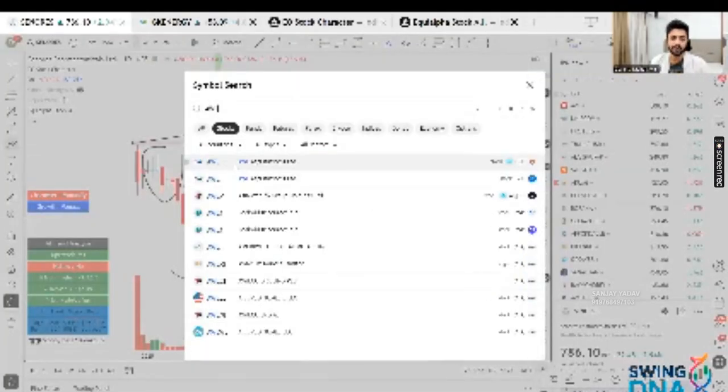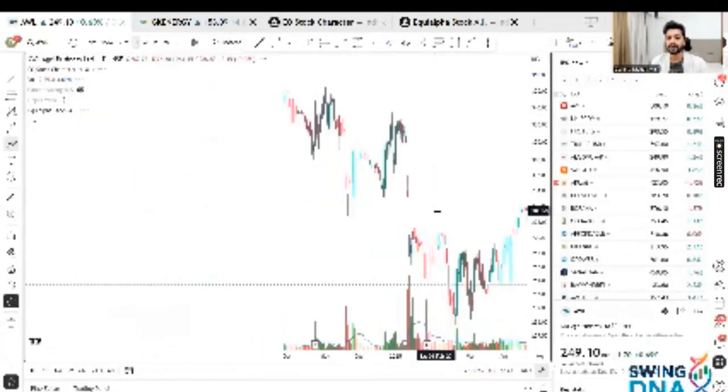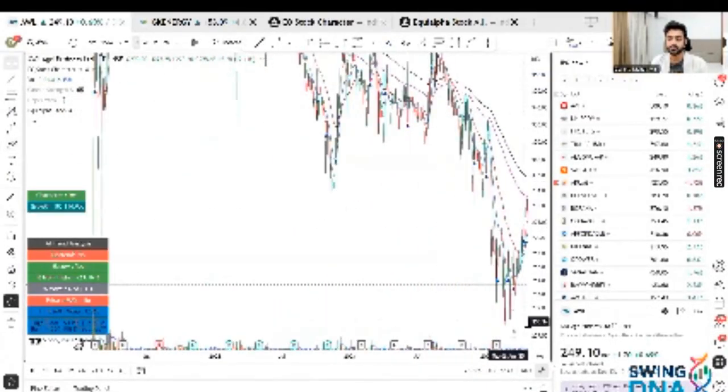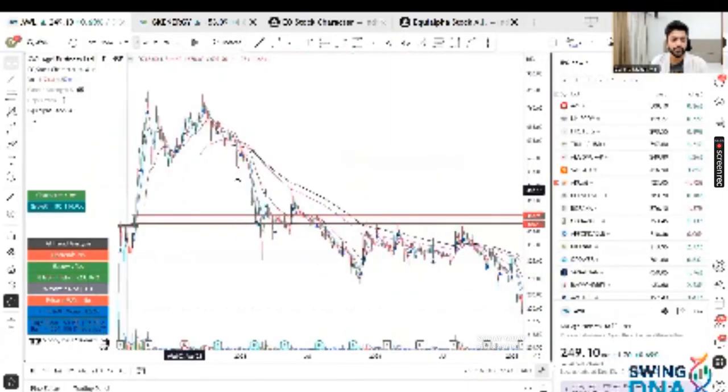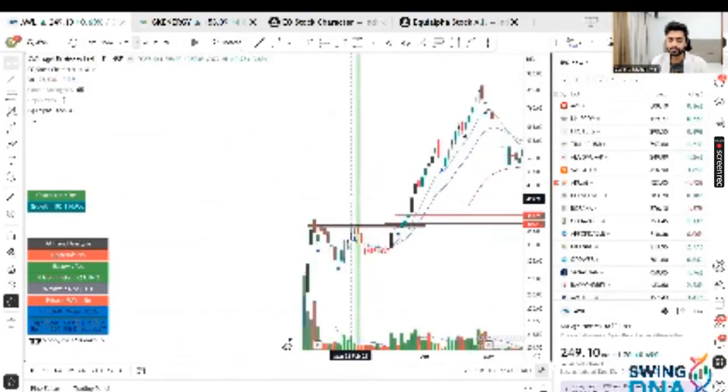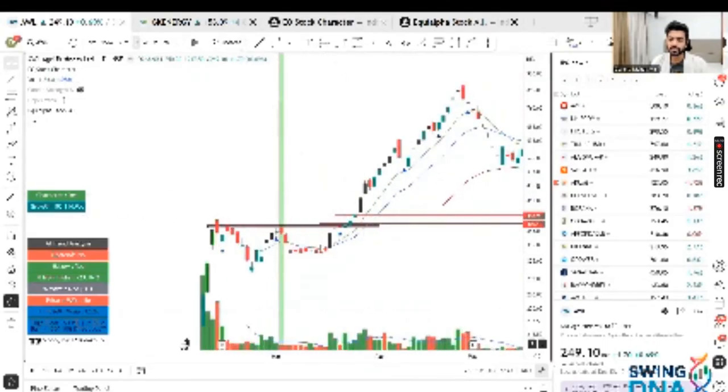Let's see some more Adani Wilmar. When it got listed, what happened? I think this also worked very good in the initial days. So look at this, also after 15 days, it worked fine.